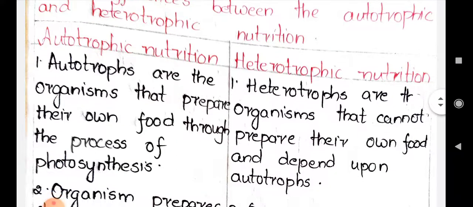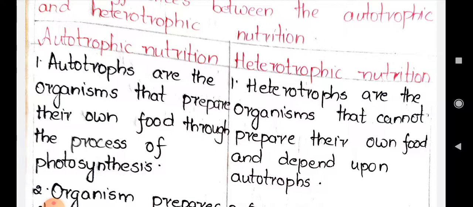The first one is autotrophic nutrition. Autotrophs are the organisms that prepare their own food through the process of photosynthesis. Already I said that those who are called autotrophs are the ones having the pigment chlorophyll. The first point of the heterotrophic nutrition: heterotrophs are the organisms that cannot prepare their own food material and depend upon the autotrophs. Hetero means other; they depend upon someone for their food material. Auto means self; they prepare their food material by themselves, so they are called autotrophs.